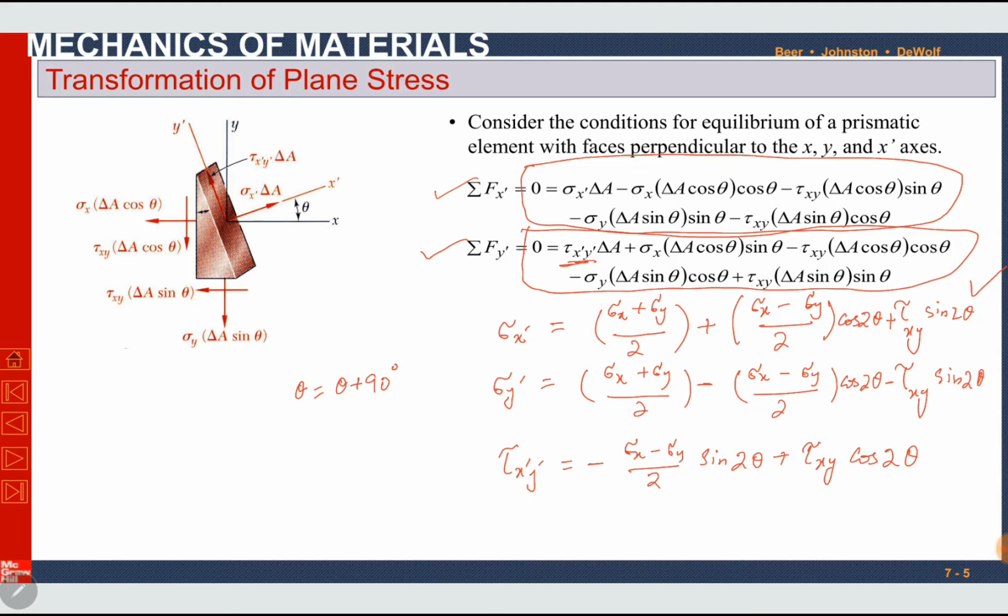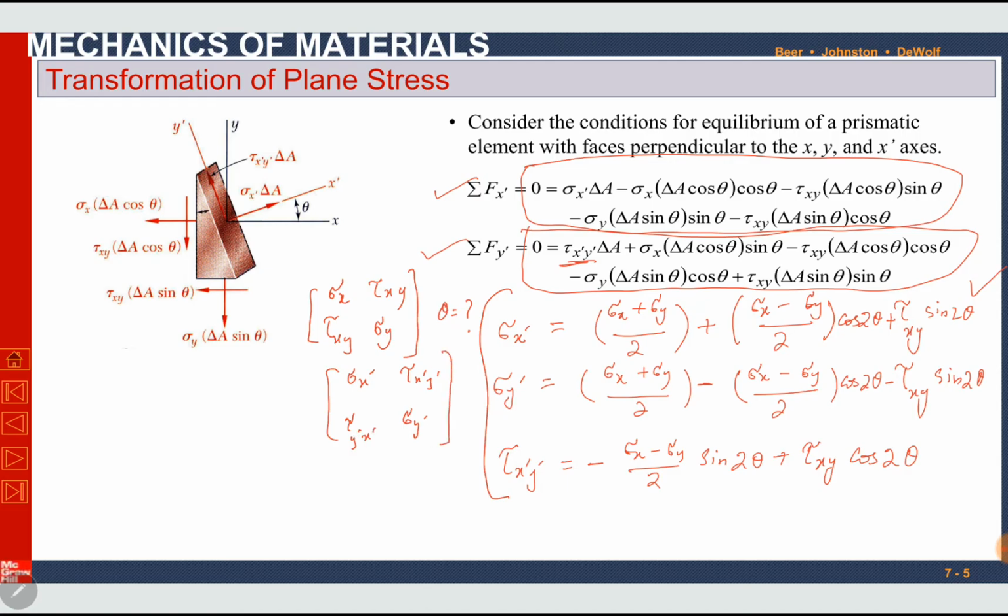But for all of them, what we need are the values of sigma x, sigma y, tau xy and theta. If we know sigma x, sigma y, tau xy and a value of theta, we can find sigma x dash, sigma y dash, tau x dash y dash and tau y dash x dash, using these equations of transformation of stresses. Okay, this is in plane stress. We have only two-dimensional state of stress. We can further play with these expressions to find some other important stresses.